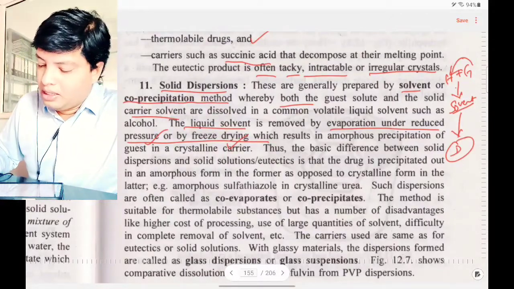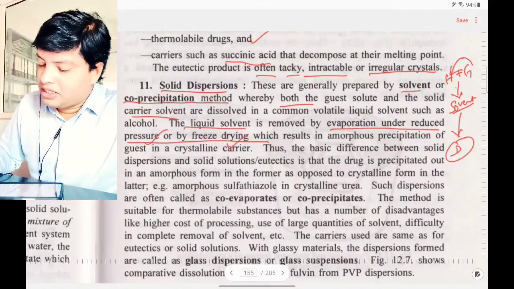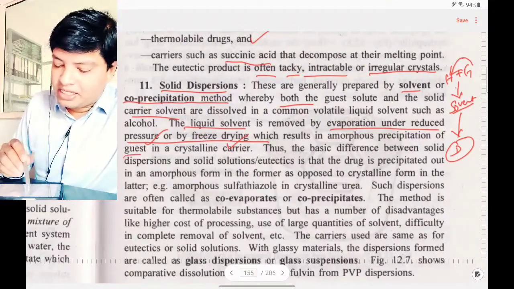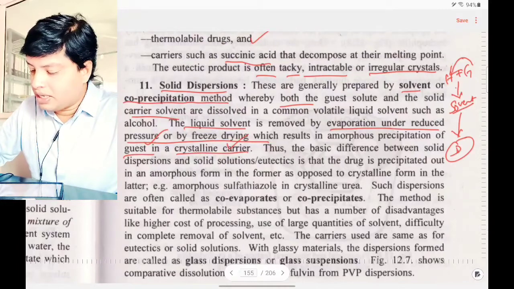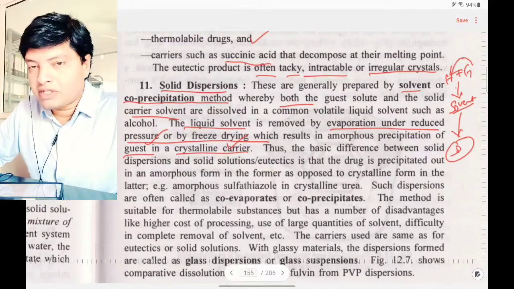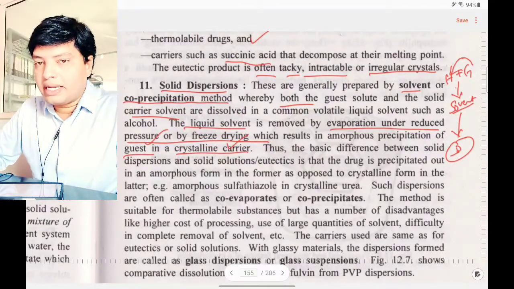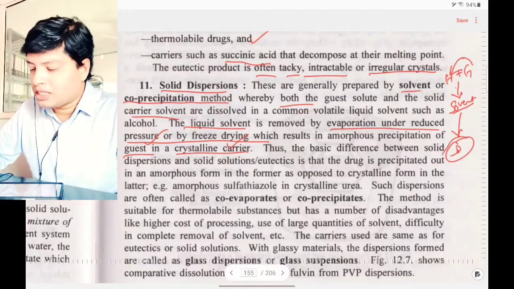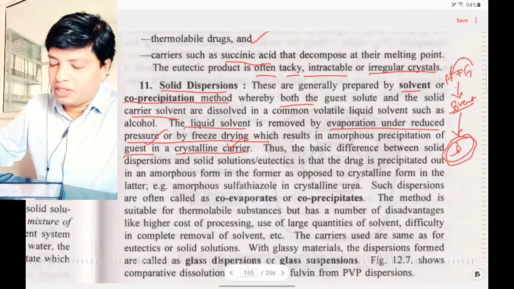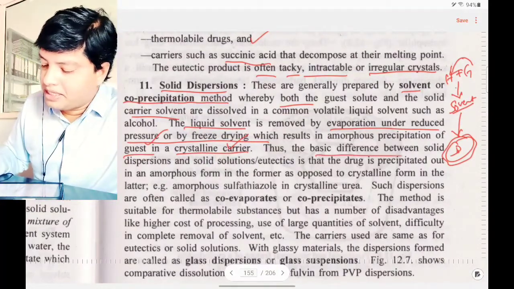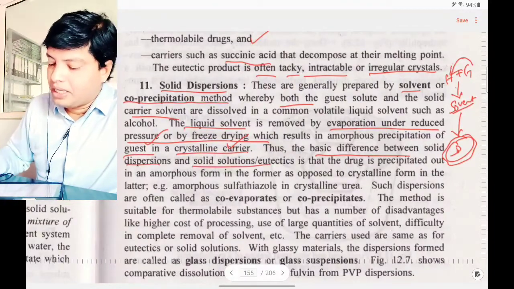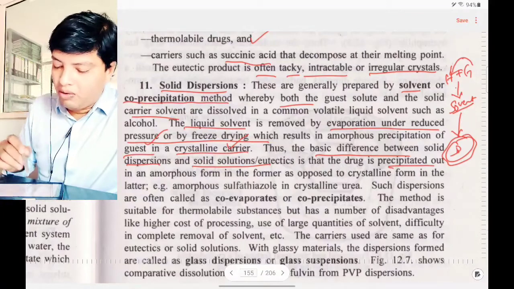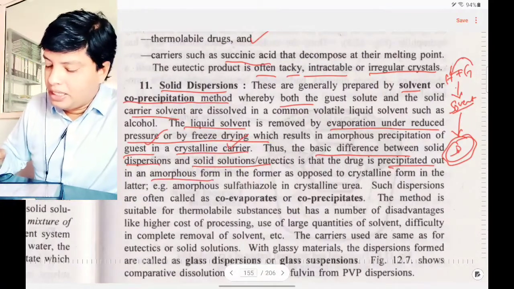Okay, what happens? This results in amorphous precipitation of guest in crystalline carrier. So your guest is your drug, which will be amorphously entrapped into the crystalline structure of the carrier molecules. Thus the basic difference between solid dispersion and solid solution is that the drug is precipitated out in amorphous form in the former.